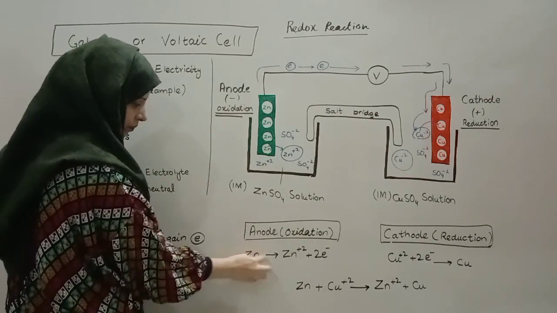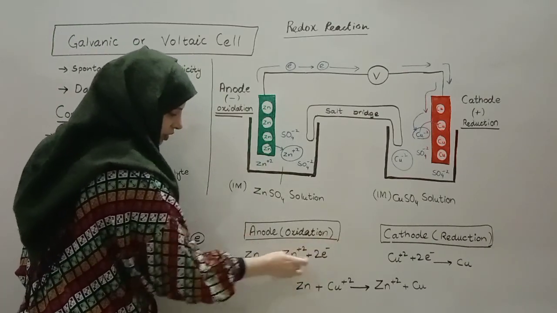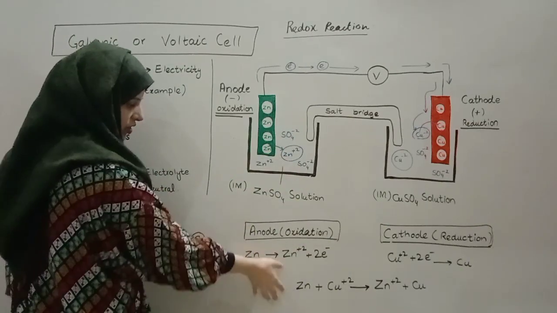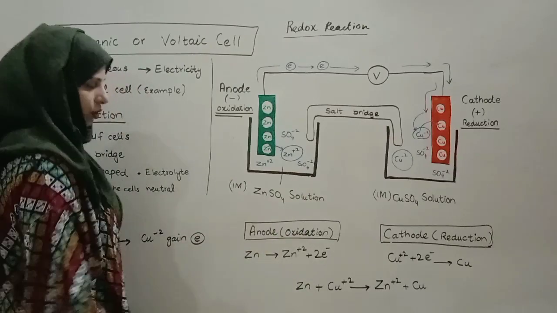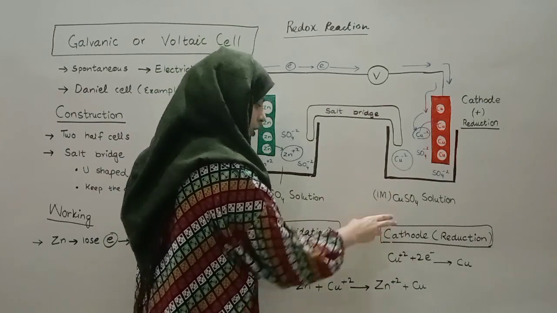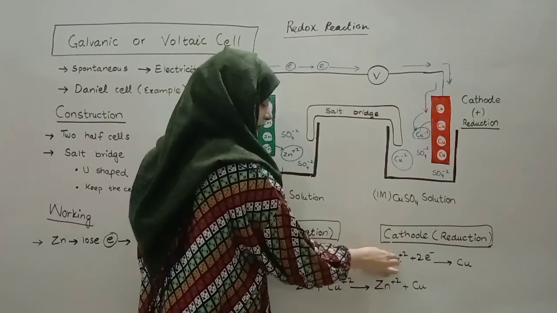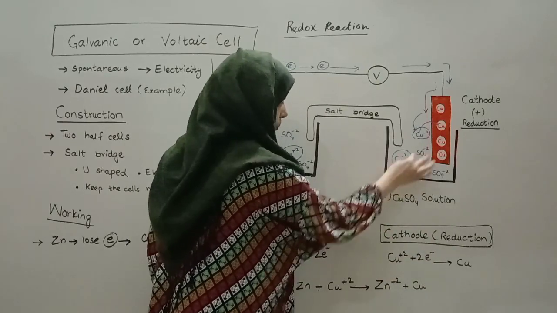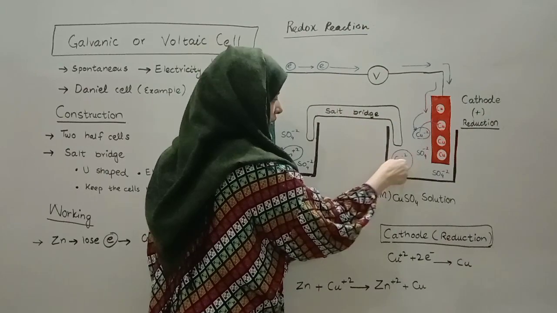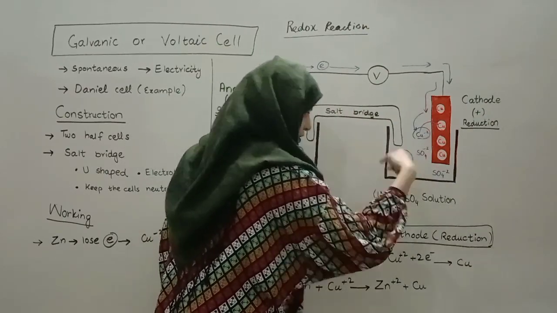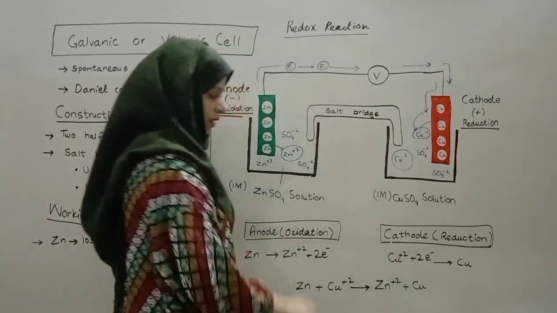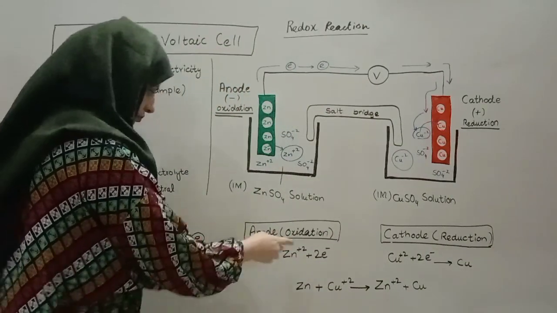Let's talk about the redox reaction here. Zinc loses 2 electrons and becomes a zinc ion and dissolves in the water. Oxidation takes place at the anode. And for the second half cell, at the cathode, the copper ion receives 2 electrons and becomes copper and is deposited at the metal plate.